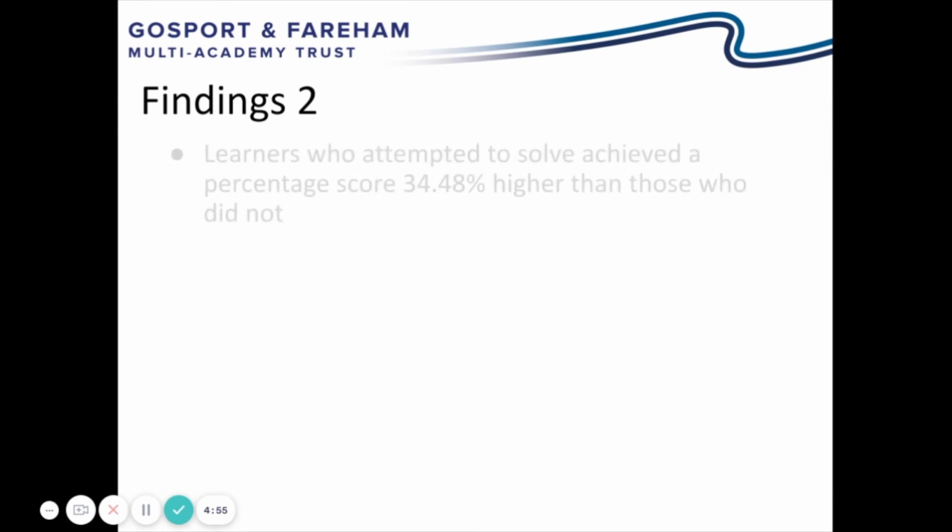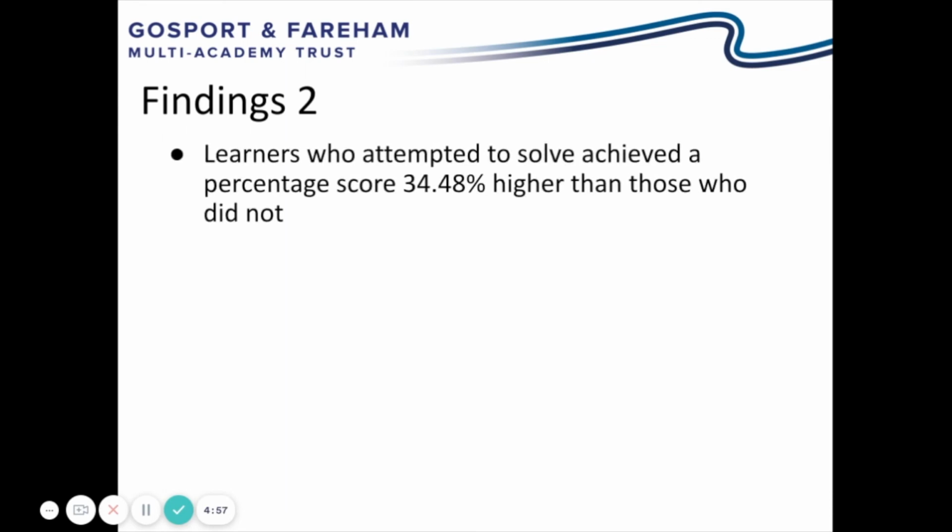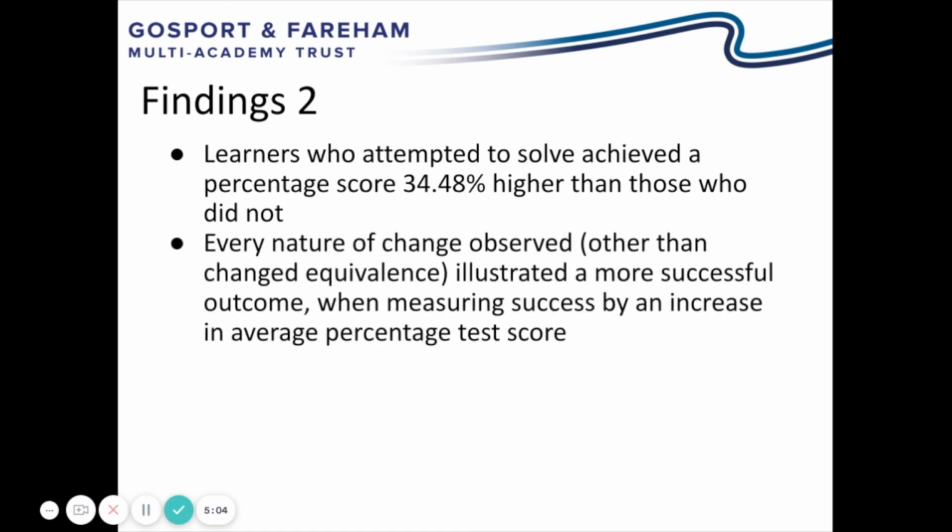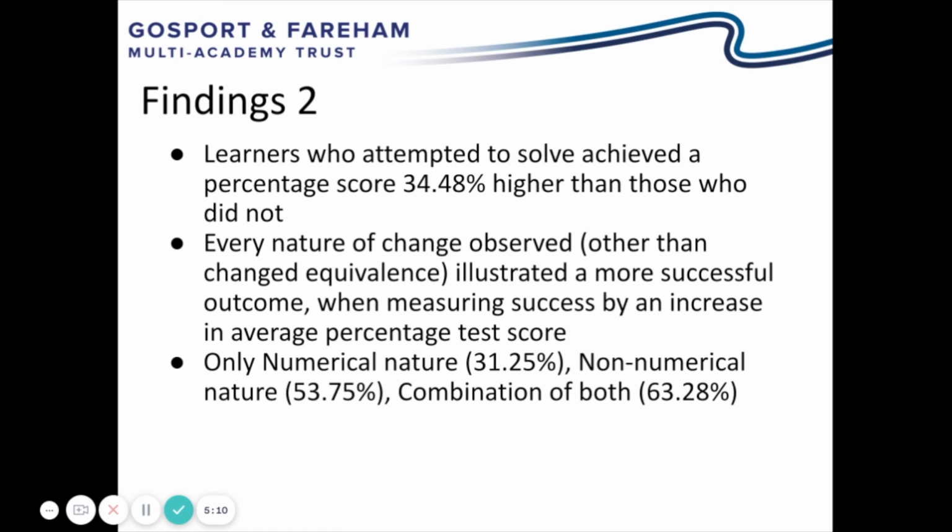It was also found that learners who attempted to solve in their generated examples achieved better outcomes than those who did not, and that every nature of change observed illustrated a more successful outcome for the learner. Learners who were able to make a combination of both numerical and non-numerical changes had better outcomes than those who had made exclusively one nature of change.